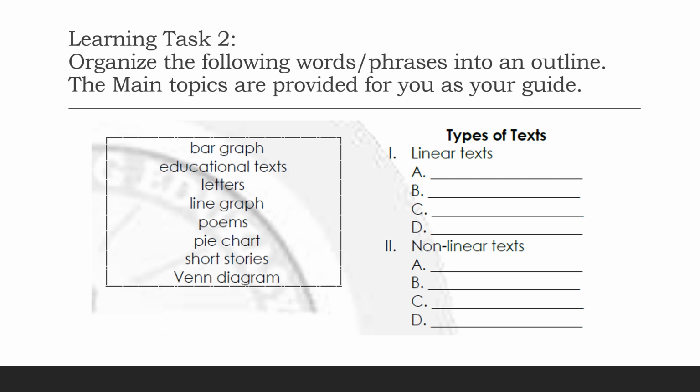So, ano bang hinihingi dito? Types of text. Dalawa lang naman yan. Roman numeral number 1, linear text. Roman numeral number 2, non-linear text. A, B, C, D means examples of linear text. And the other one are examples of non-linear text. So, base dun sa binasa ko kaninang rewind, alin dito sa mga choices sa left ang papatak na example ng linear at papatak na example ng non-linear text.